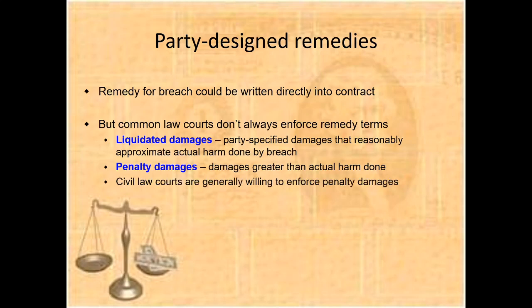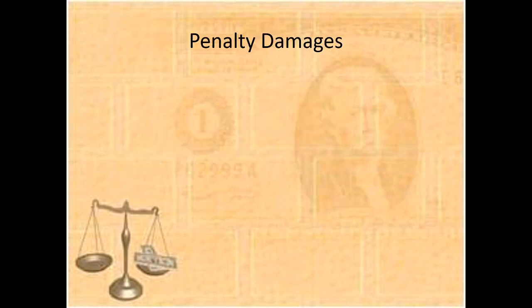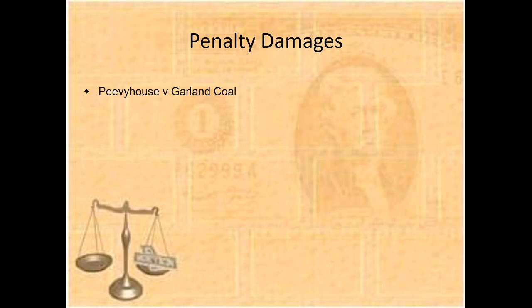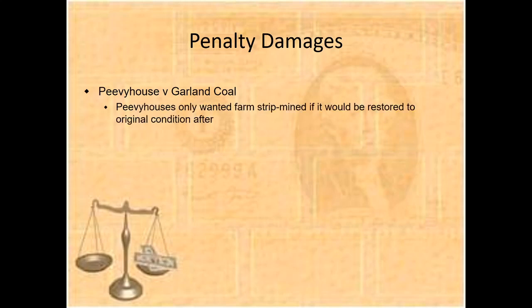In civil law, courts are generally willing to enforce penalty damage. This is very, very important. Whereas in the common law, courts don't often do so. Okay, so let us talk about penalty damage, because we will also talk about the civil law countries as well. So, PV House versus Garland Court.